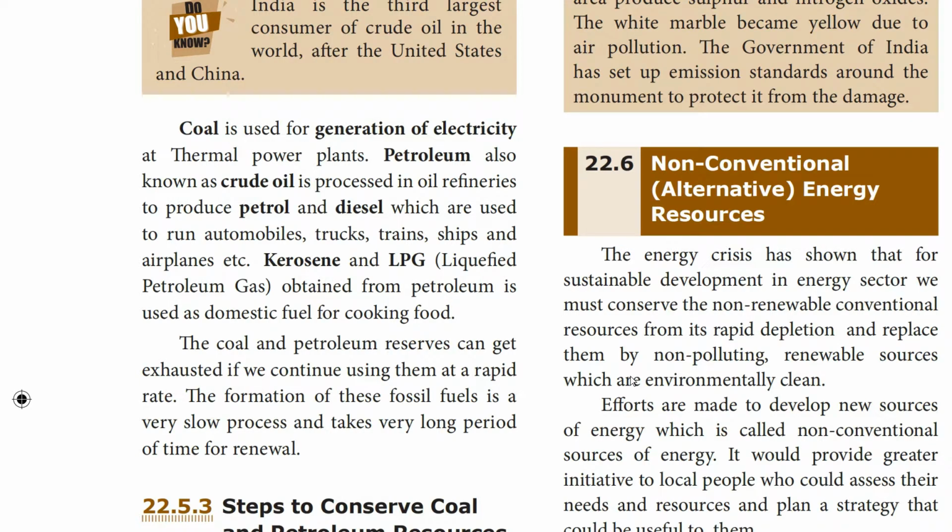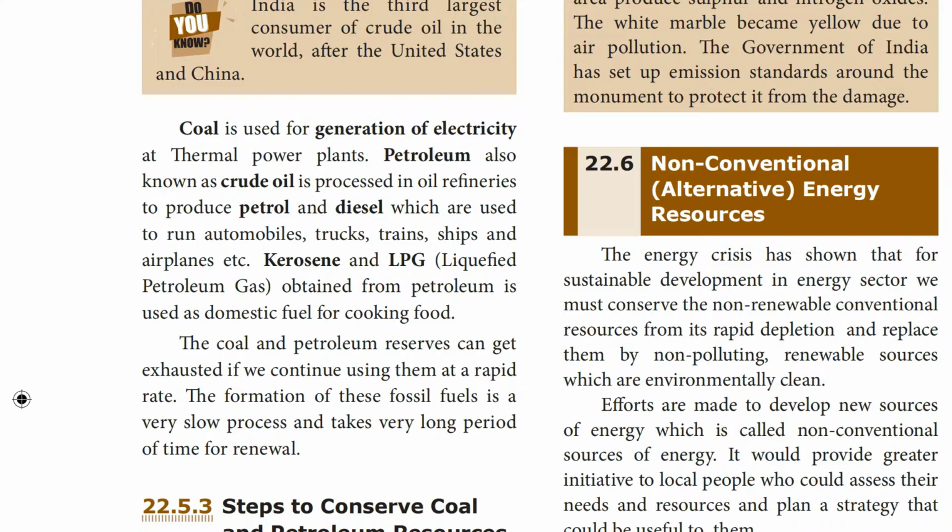Coal is used for the production of electricity at the thermal power station. Petroleum is also known as crude oil, and when it is processed in the oil refineries, it will produce petrol and diesel, which are used to run automobiles, trucks, trains, ships, aeroplanes, etc. And we know about kerosene and LPG.